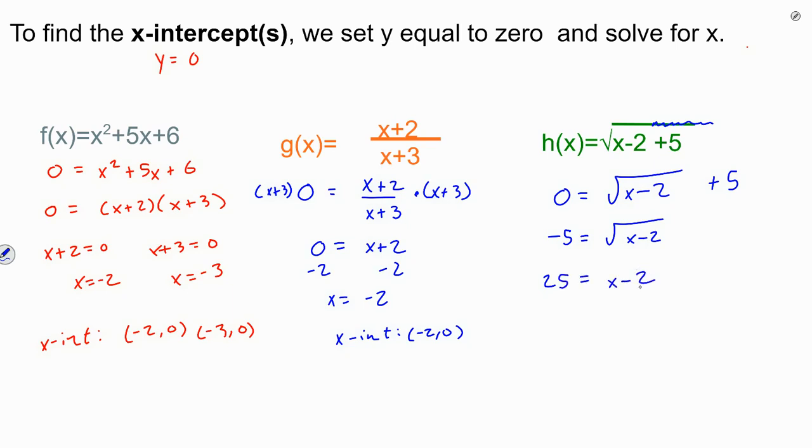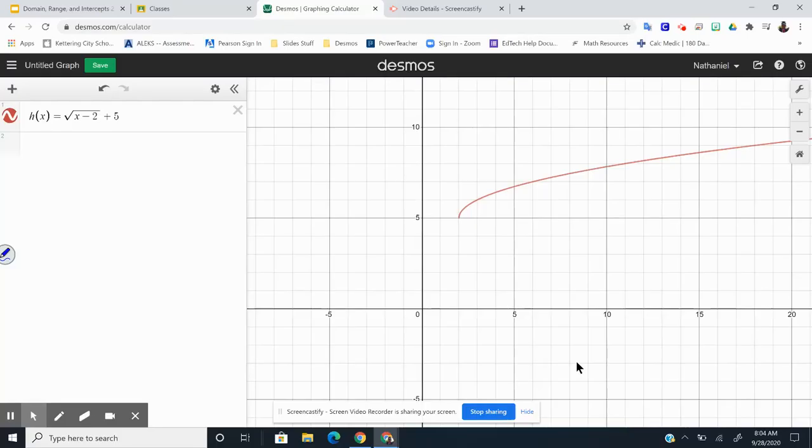And then when I go ahead and add, I get 27 equals x. Now, here's a little catch, though, when I'm looking at this particular graph. If I go to the graph of this, I don't actually have an x-intercept. Let me show you. So here I have a picture of the graph of what we just talked about.